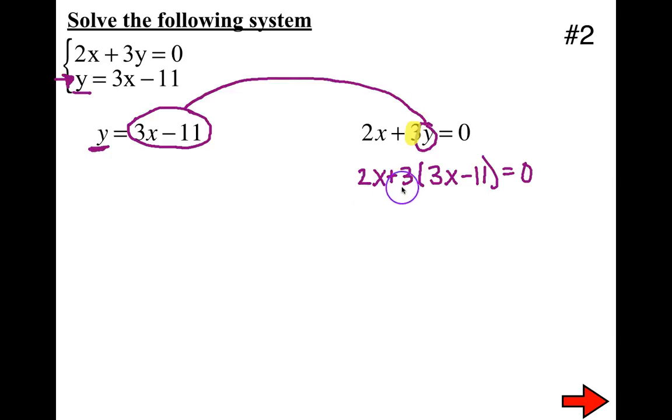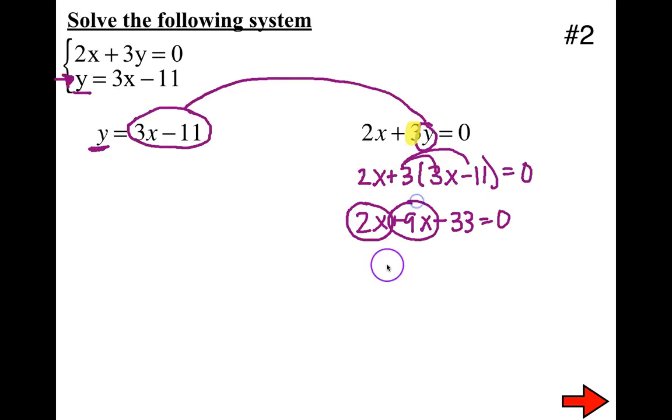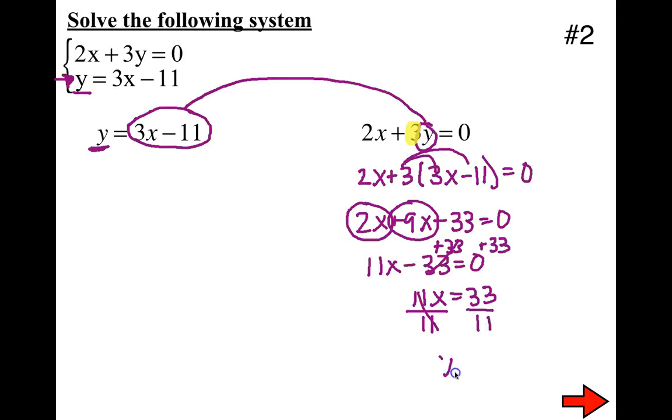Now I'm going to simplify what I have. I have 2x. We're going to distribute this, giving us 9x. Distribute one more time, leaving me with minus 33 equals 0. I'm going to combine like terms, leaving me with 11x minus 33 equals 0. We're going to get rid of the constant first, leaving me with 11x equals 33. Last step, divide both sides by 11, which leaves me with x equals 3.